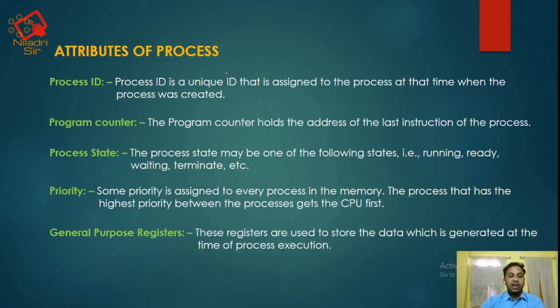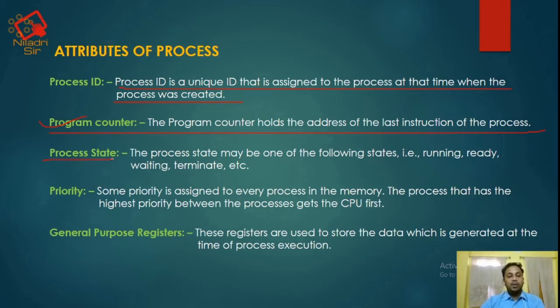So what is process ID? Process ID is a unique ID that is assigned to the process at the time when the process was created. So when the process was created, a process ID was given. This is unique. No two processes have the same ID. Next one is program counter. The program counter holds the address of the last instruction of the process. Basically, it is a counter. It holds the address of the last instruction of the process to track which instructions have executed last.